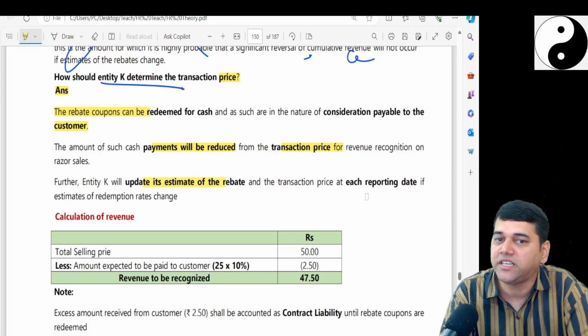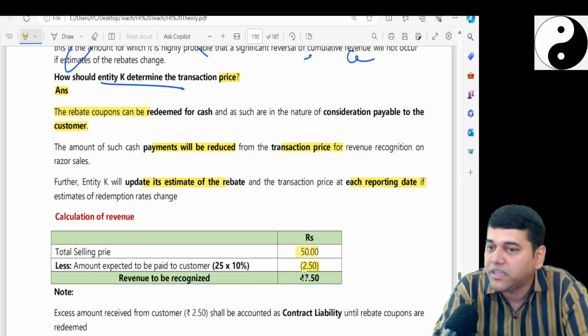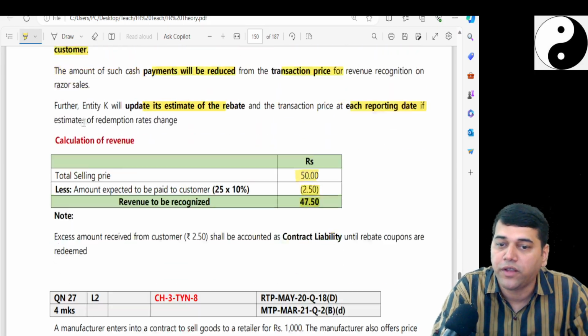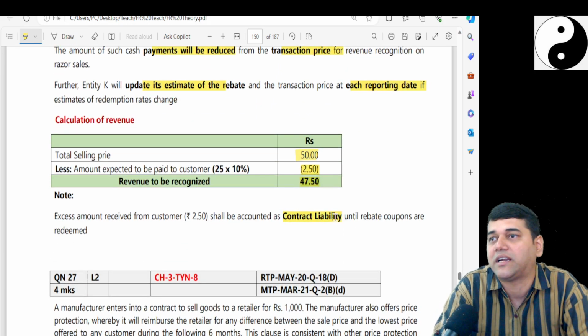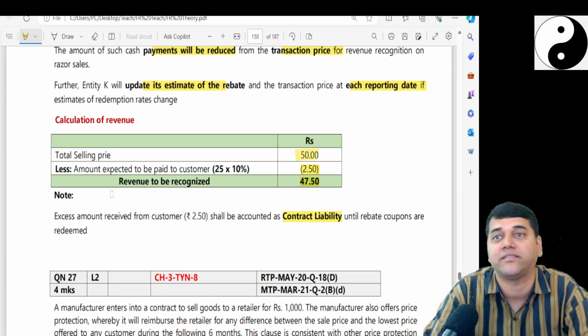And you have to estimate it at each reporting date. So 50 rupees is the selling price. 2.5 is the variable consideration, which is the amount payable to the customer. Estimated amount 47.5. And it should be accounted as a contract liability. So the journal entry is very clear to you. This question can be a probable question in the exam.